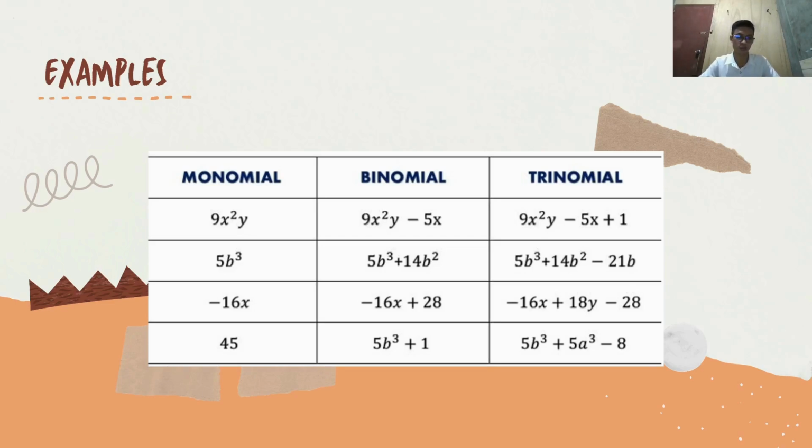On the other hand, we have trinomials: 9x squared y minus 5x plus 1. We can see the two operations there, minus and plus, separating the terms, so it has three terms. Also, 5b cubed plus 14b squared minus 21b. Then negative 16x plus 18y minus 28. And last but not least, 5b cubed plus 5a cubed minus 8. Those are the examples of monomials, binomials, and trinomials.